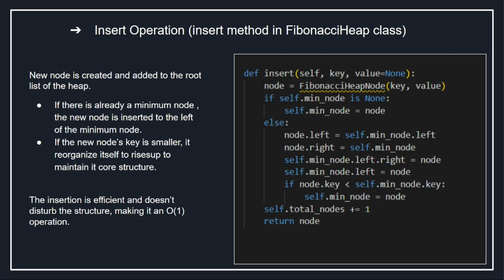This is the insert operation function in the Fibonacci heap class. A new node is created with a given key and value and added to the heap list. If there is already a minimum node, that is the min node, the new node is inserted to the left of the minimum node. If the new node is smaller, it rises up to maintain its core structure, which is the tree structure. The time complexity is constant, so it doesn't affect the structure for the algorithm.